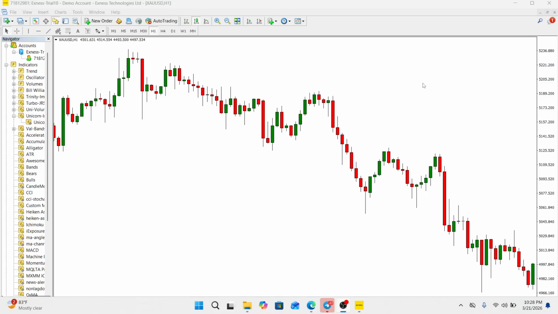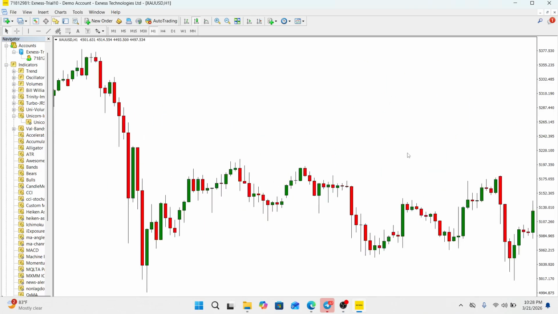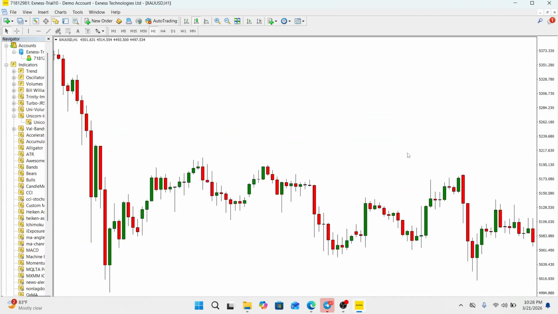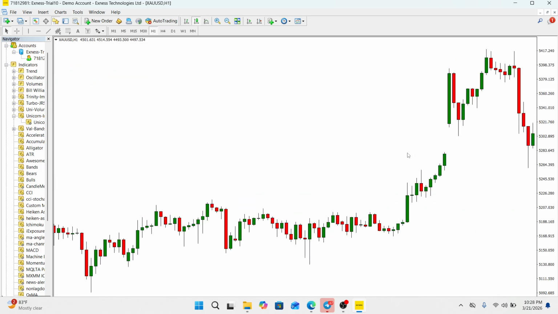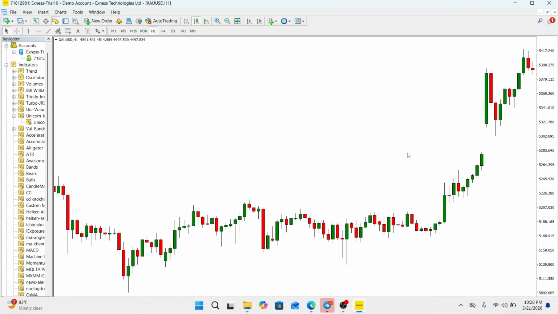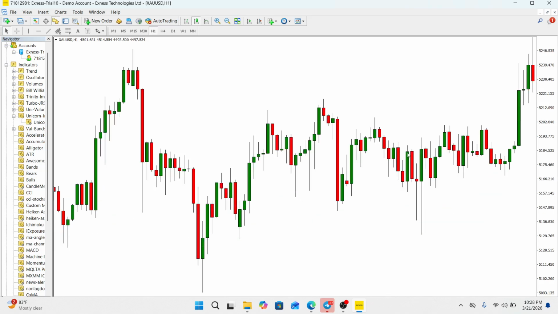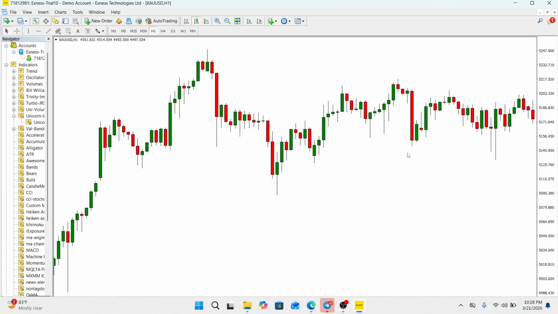Hello traders. In this video, we are going to be talking about the Unicorn indicator for MT4. This custom tool generates clear on-chart buy and sell cues using a proprietary mix of trend and momentum filters, aiming to simplify decision making for intraday and swing traders.